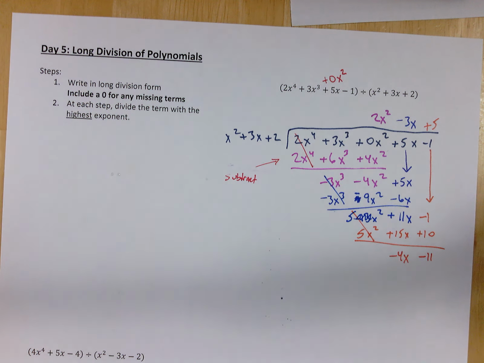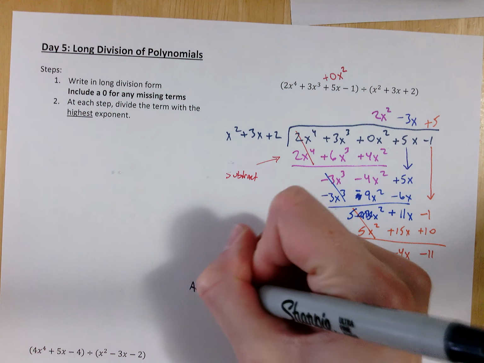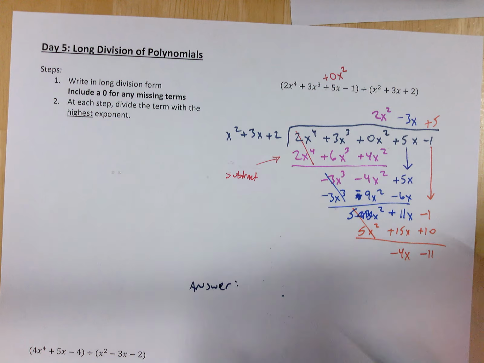So the last thing that we need to do is write our actual answer. So our actual final answer for this one. Totally forgot how to spell answer for a second there.